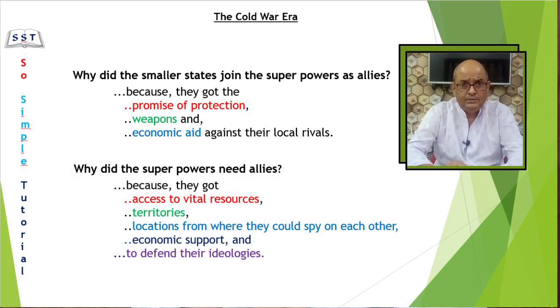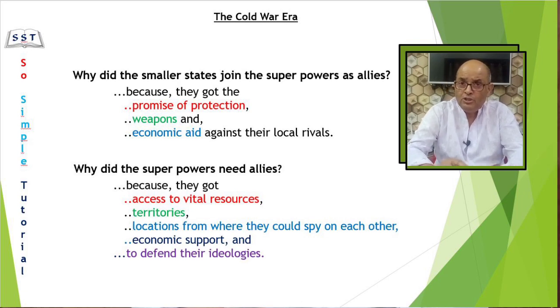Dear students, the reason is simple. The smaller states had their own interests and the superpower also benefited from them. Thus, the alliance was basically a symbiotic kind of relationship. Both of them benefited from each other. On becoming a part of alliance, smaller states got many things. What are they? They got the promise of protection, they got weapons, and also economic aid against their local neighbors with whom they had rivalries.